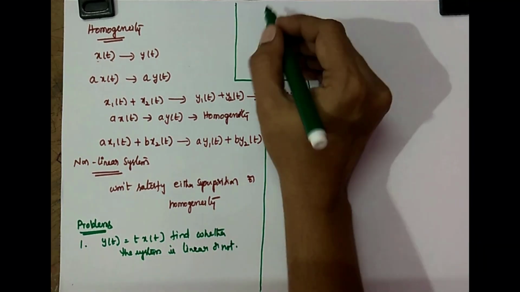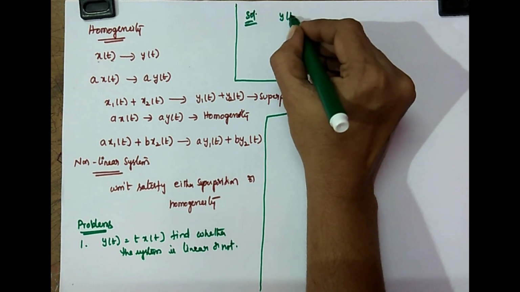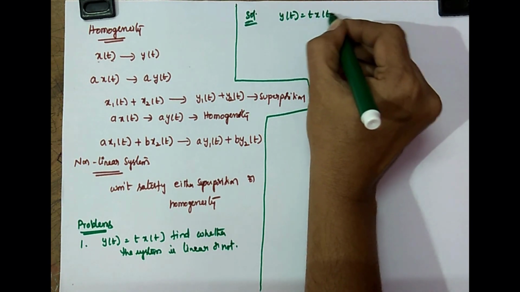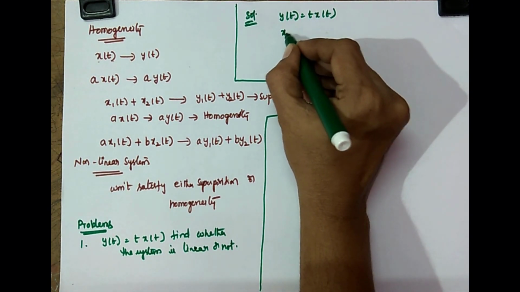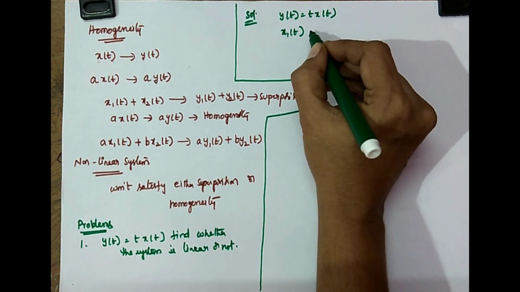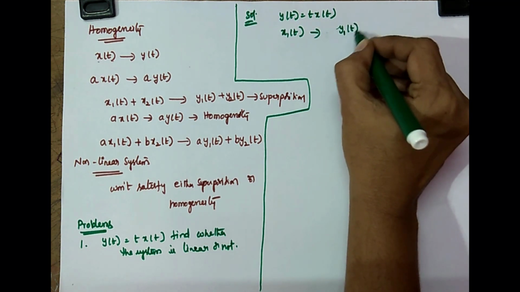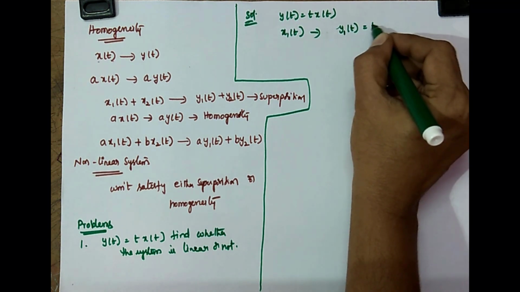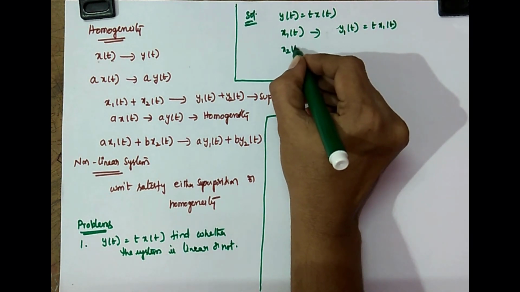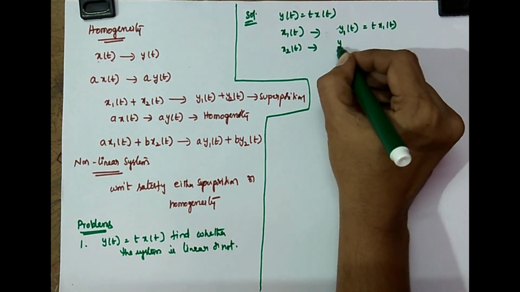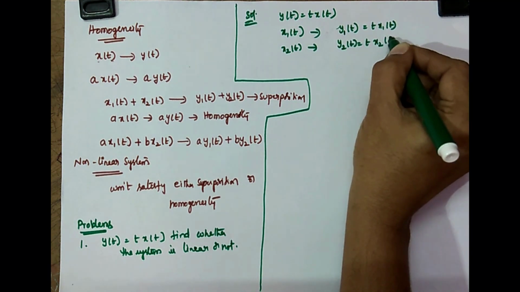Linear or not. What is the system? The system is y of t equal to t into x of t. Now take the first input x1 of t. For this, your given system equation becomes y1 of t equal to t into x1 of t. For the signal x2 of t, your system equation becomes y2 of t equal to t into x2 of t.